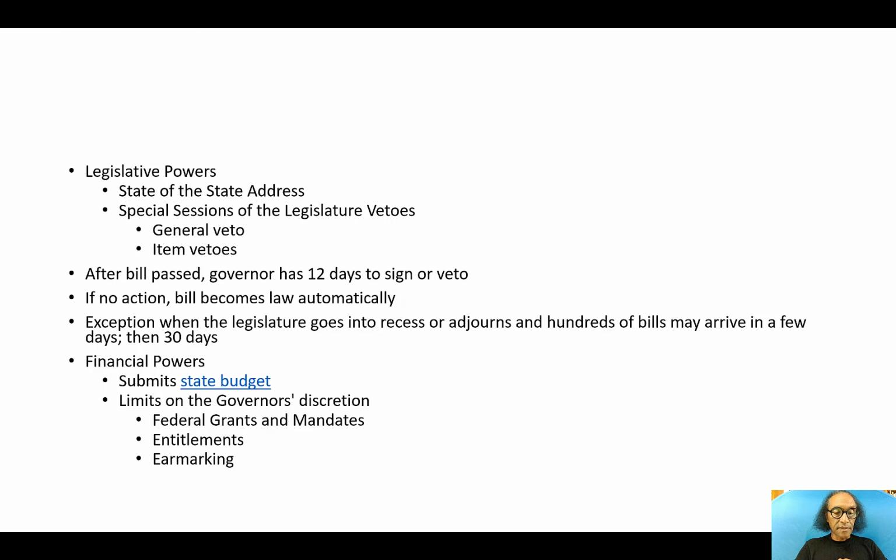And there are limits on the governor's discretion in cases involving federal grants and mandates, entitlements, and earmarking. But in general, it's the responsibility of the governor to undertake the financial management of the state.